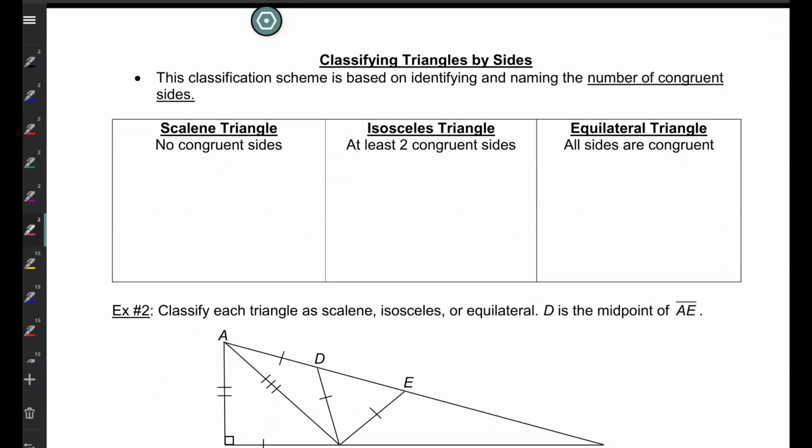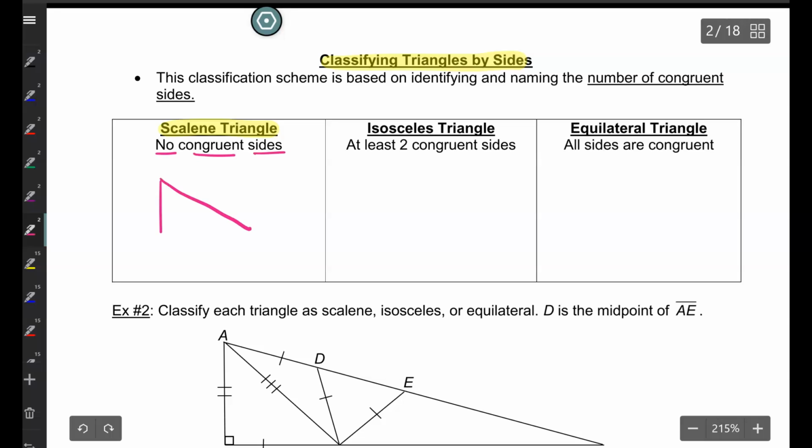Next, we want to classify triangles by their sides. Basically, we're going to look at how many sides we have that are congruent. So let's start with the first one, scalene. Scalene is when we have no congruent sides, so all three sides are a different length. I could just use different tick marks on each of the sides.